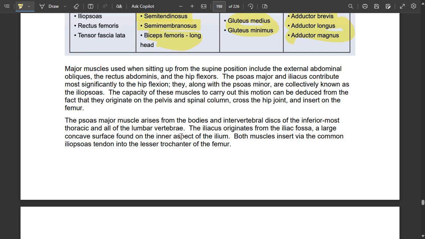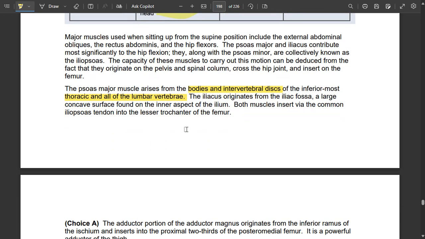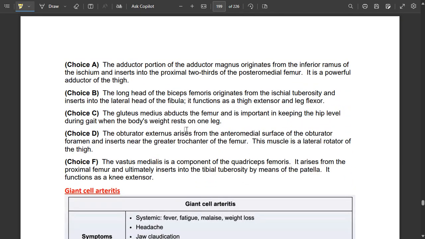Psoas major muscle arises from the vertebral bodies and intervertebral discs of the inferior-most thoracic and all of the lumbar vertebrae. The iliacus originates from the iliac fossa, a large concave surface found on the inner aspect of the ilium. Both muscles insert via the common iliopsoas tendon onto the lesser trochanter of the femur.